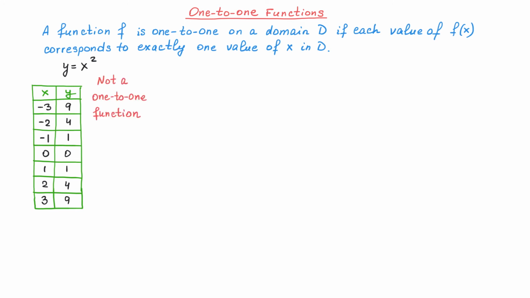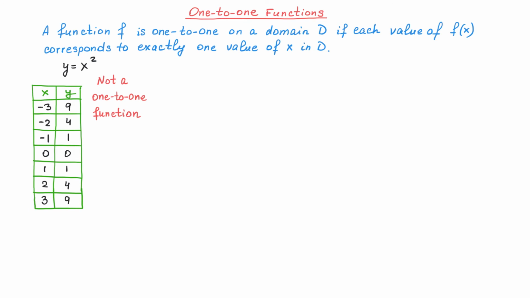If we look at the definition, it says that a function f is one-to-one on a domain D if each value of f of x corresponds to exactly one value of x. And to make it even easier, once we see in the range numbers that repeat, then the function is not going to be a one-to-one function. And you know what this means for us? If a function is not a one-to-one function, then it's not going to have an inverse function.